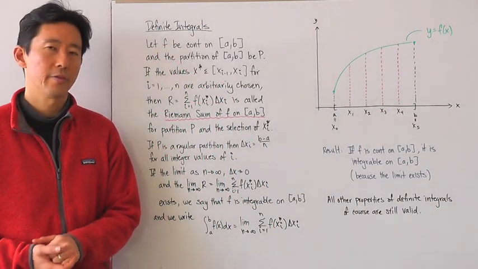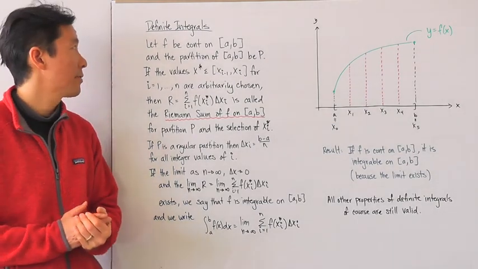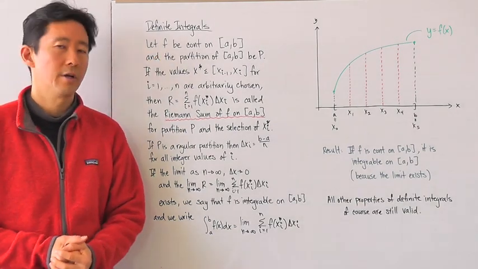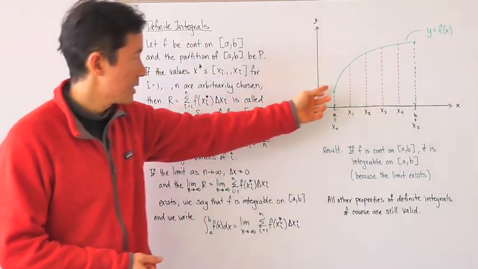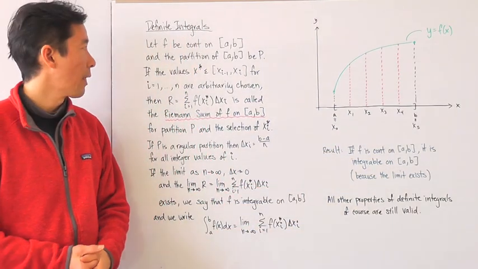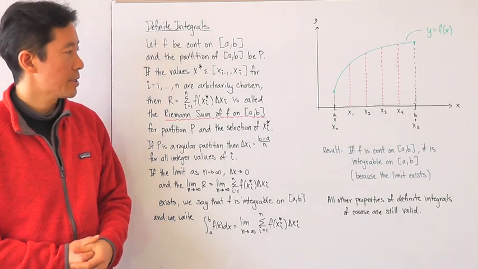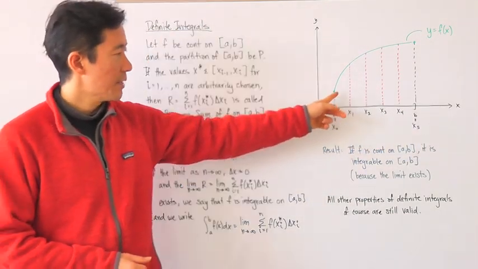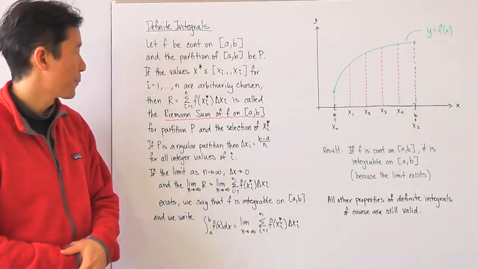Hello everyone, now that we've gone over Riemann sums, let's formally link that to the definite integral. Let's say f is a continuous function on the closed interval [a, b]. So here's our function. Notice that it's continuous on this particular closed interval from a to b. Let's also talk about the partition of the closed interval [a, b], and let's call that P. Notice that I've partitioned this into 5 regular intervals.